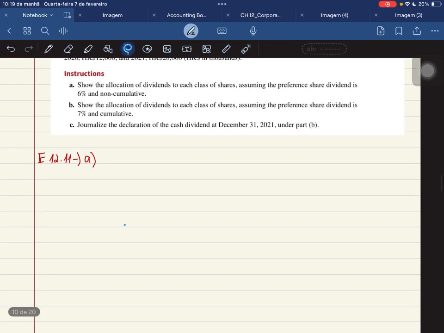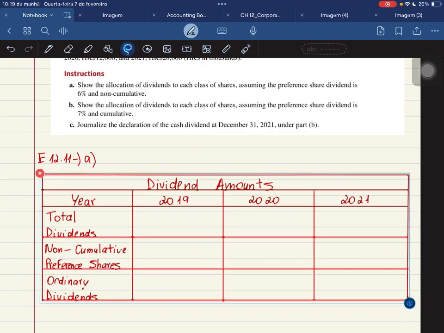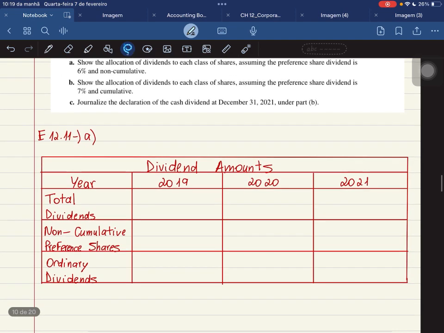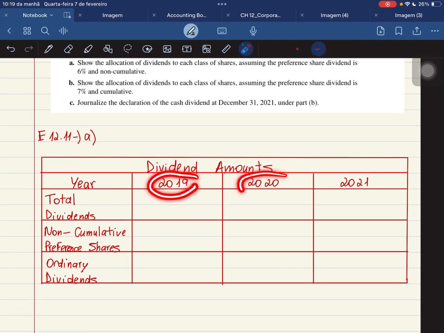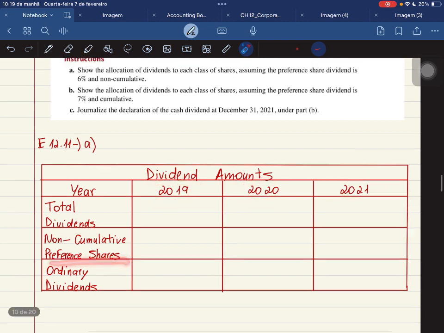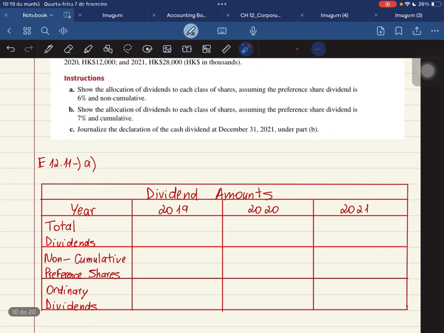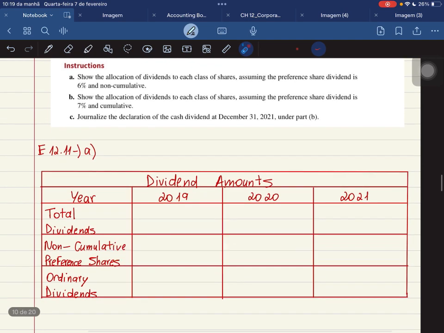Okay, so for these kinds of exercises, you may just go ahead and make a table, and the table that you're going to be doing has to look something like this. So you will need all of the years here at the top, and you're going to have the total dividends. In this case, letter A, they're asking us to do non-cumulative, that's why. But if it was cumulative, like for example letter B is going to be cumulative, over here you would write cumulative preference shares and then ordinary shares. Okay, so in our case they said that the preference share dividend is 6% and non-cumulative, so I'm just gonna go ahead and write 6% over here.